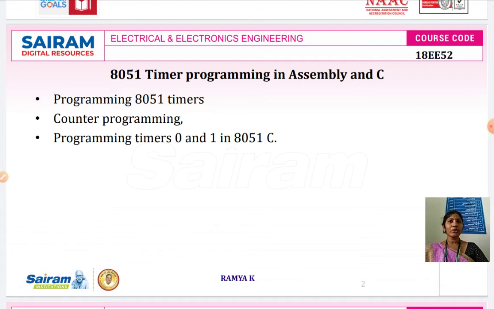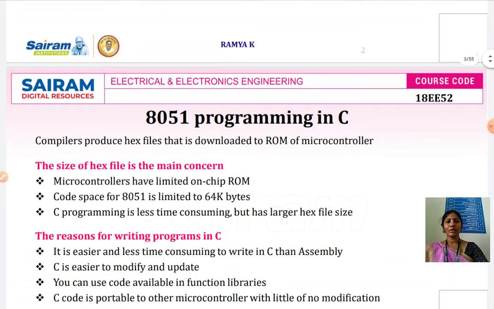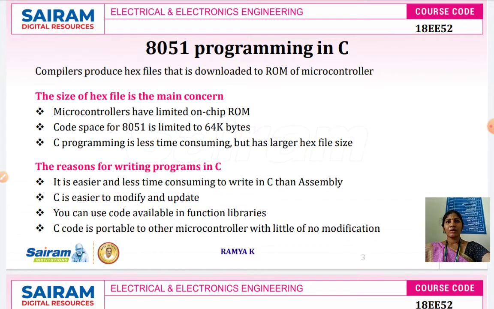And also the microcontroller has limited on-chip ROM memory. Therefore the size of the hex file is a major concern. When the compiler converts C code into a hex file, the C code can produce a larger hex file, whereas the microcontroller has limited on-chip ROM, and therefore the size of the hex file is a major concern when writing C programs for the 8051. So all these things we have discussed.